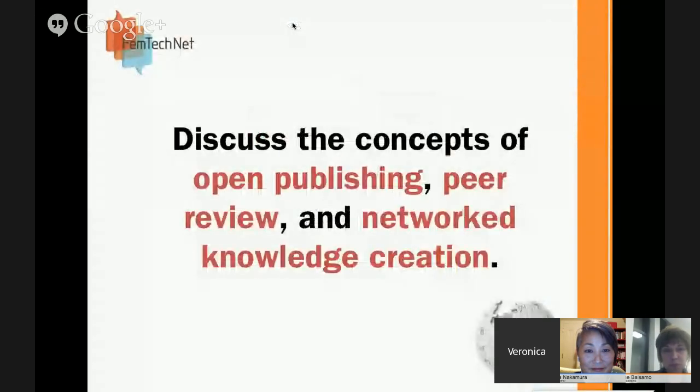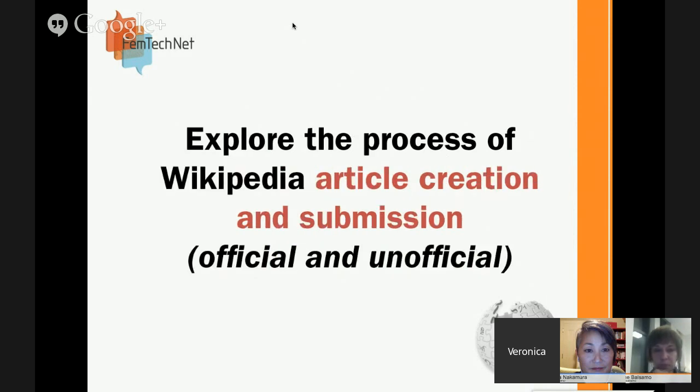Right. So Anne kind of stopped here, the concepts of open publishing, peer review, and network knowledge creation. Now these are good concepts to talk about more generally, and how they function and make their way through contestation in the actual community of Wikipedia. So there are those ways that it is developed as concepts and as processes, and there are ways that this has been shaped and particularly made official, the process of article creation and submission.